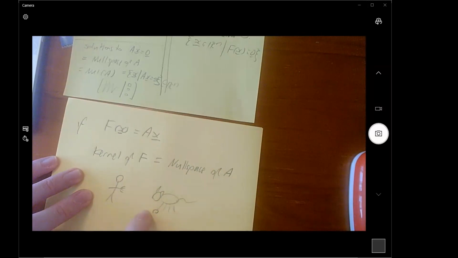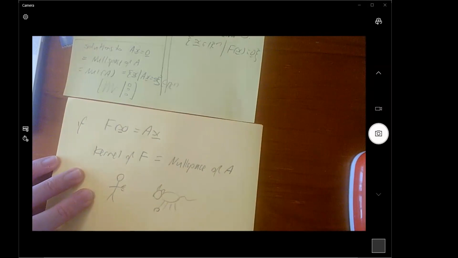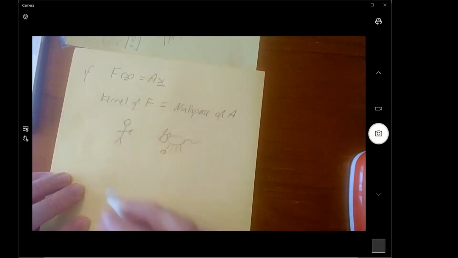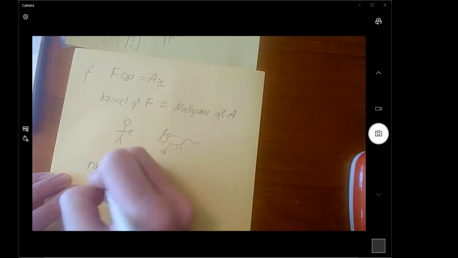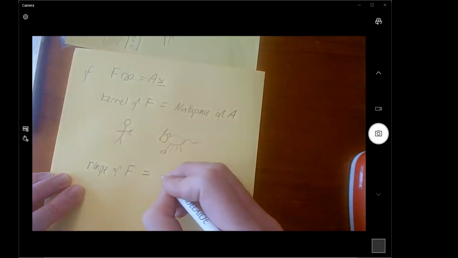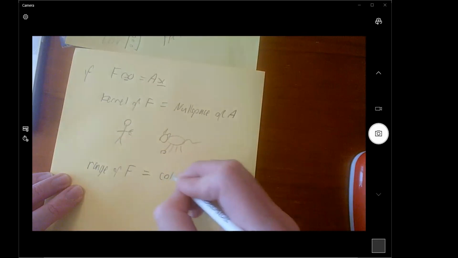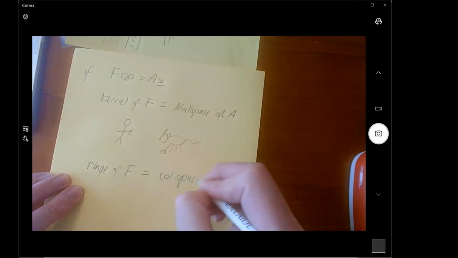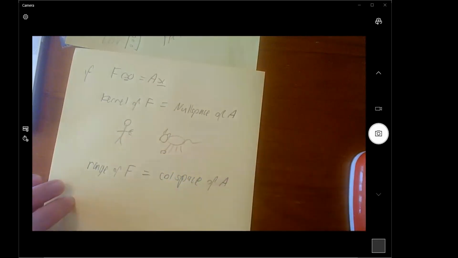It's the same thing, but when I'm thinking about it as different objects, I have to call it by a different name. That's the thing. And we also know that the range of F is the same as the column space of A. Which means that, yes, the range is the span of the columns of the matrix that makes the linear transformation.